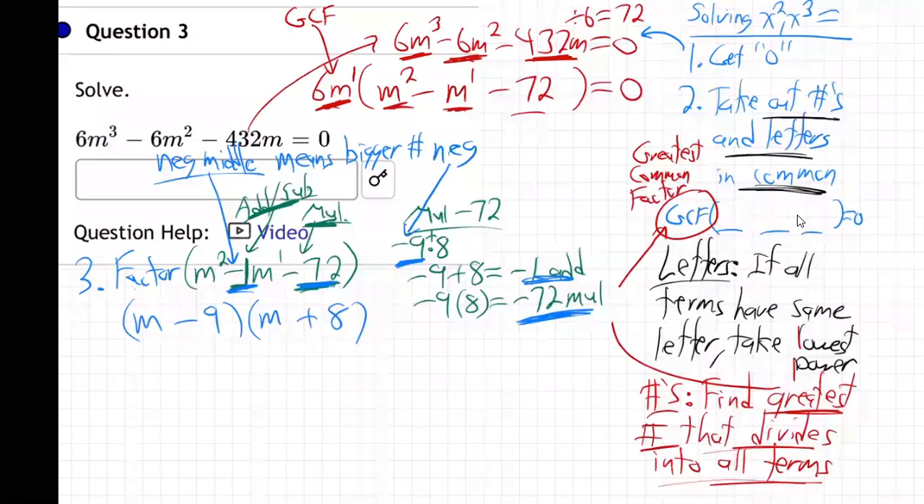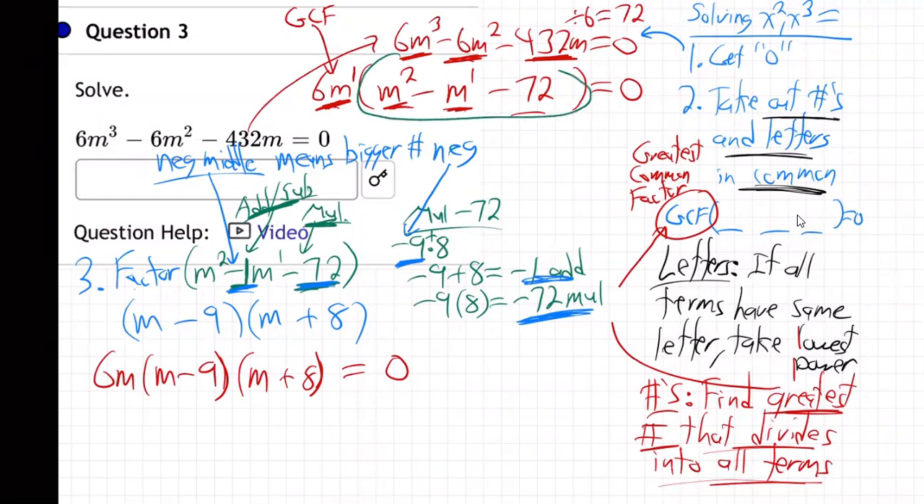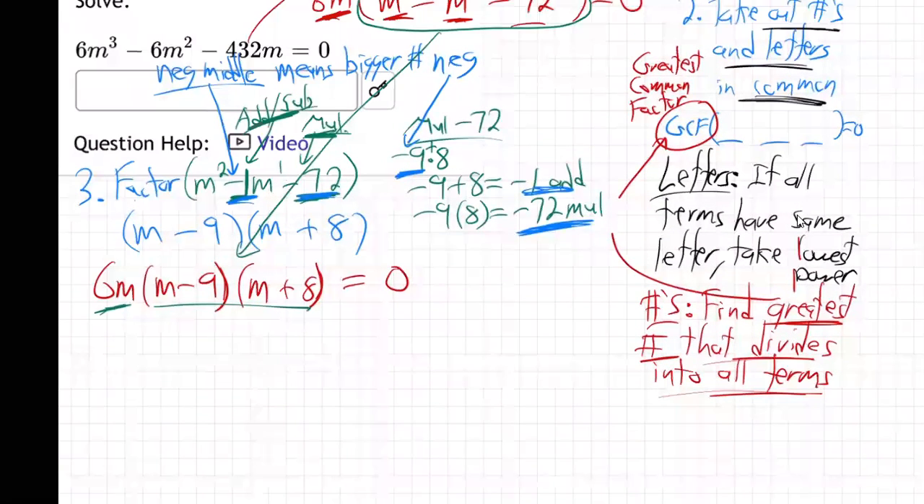All right. So now put everything else back in there that was there from the beginning. So now we have 6m times m minus 9 times m plus 8 equals 0. Am I losing you there? So I just took this part here and it broke down to become these two guys. The other 6m is still in the front. And now we're ready to finish the problem.